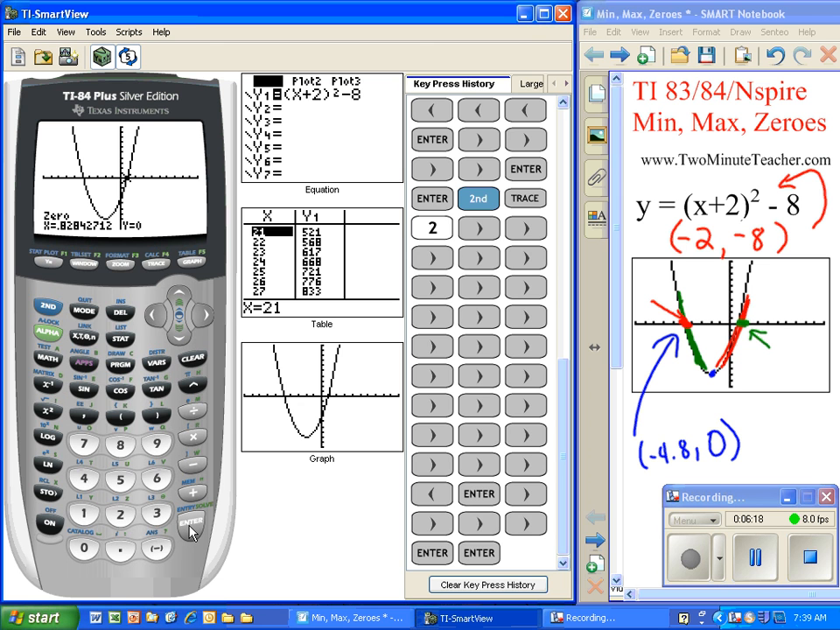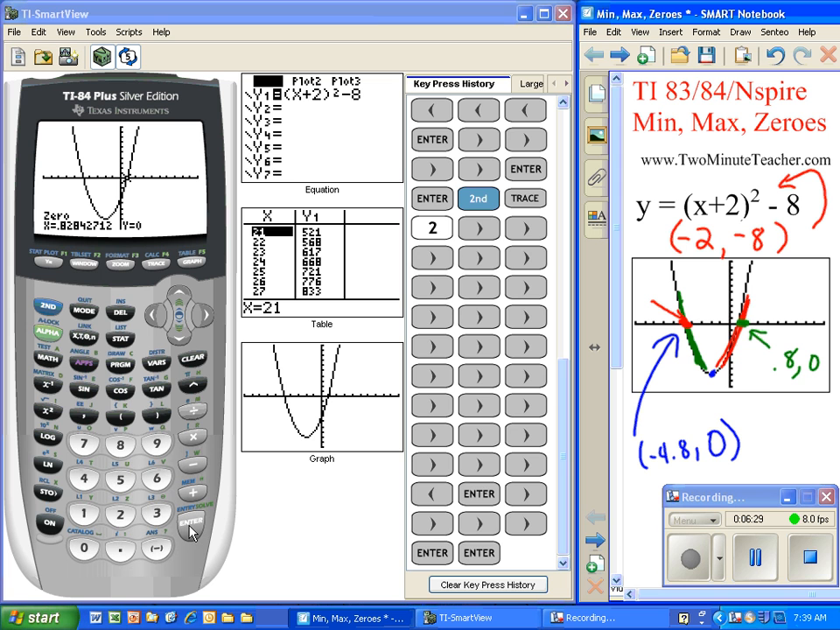This time, notice it actually says y is 0. Last time it said it was almost 0, but again, you should just round. So it's about 0.8 comma 0. 0.8 comma 0 is my other zero, or my x-intercept on this graph.